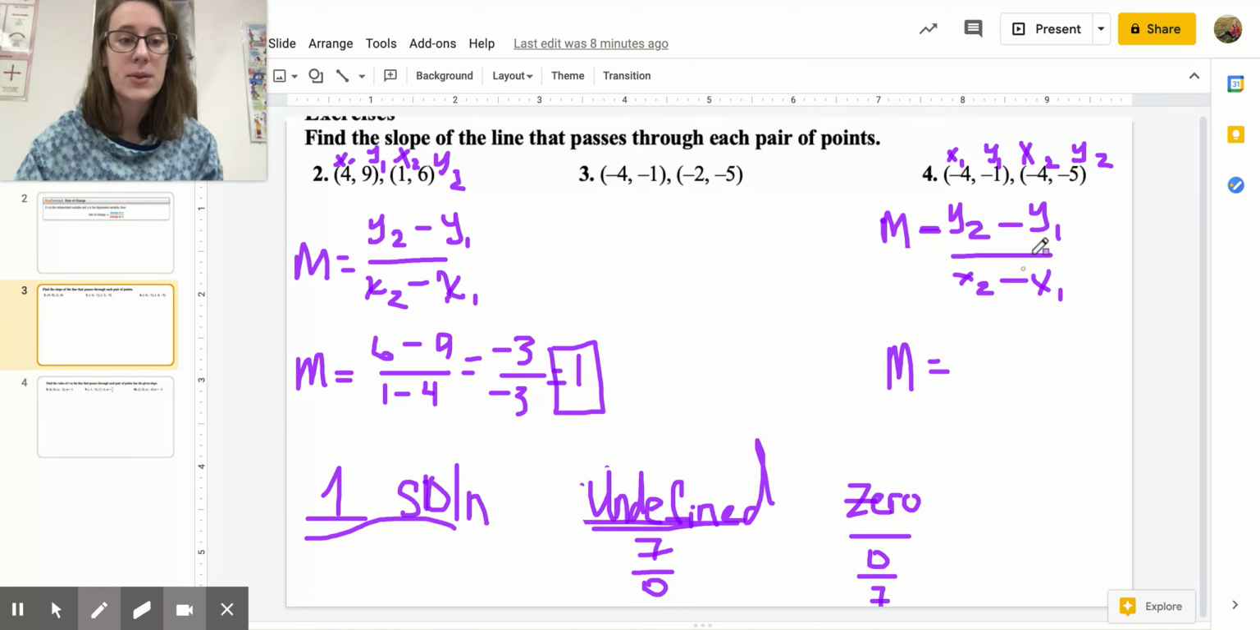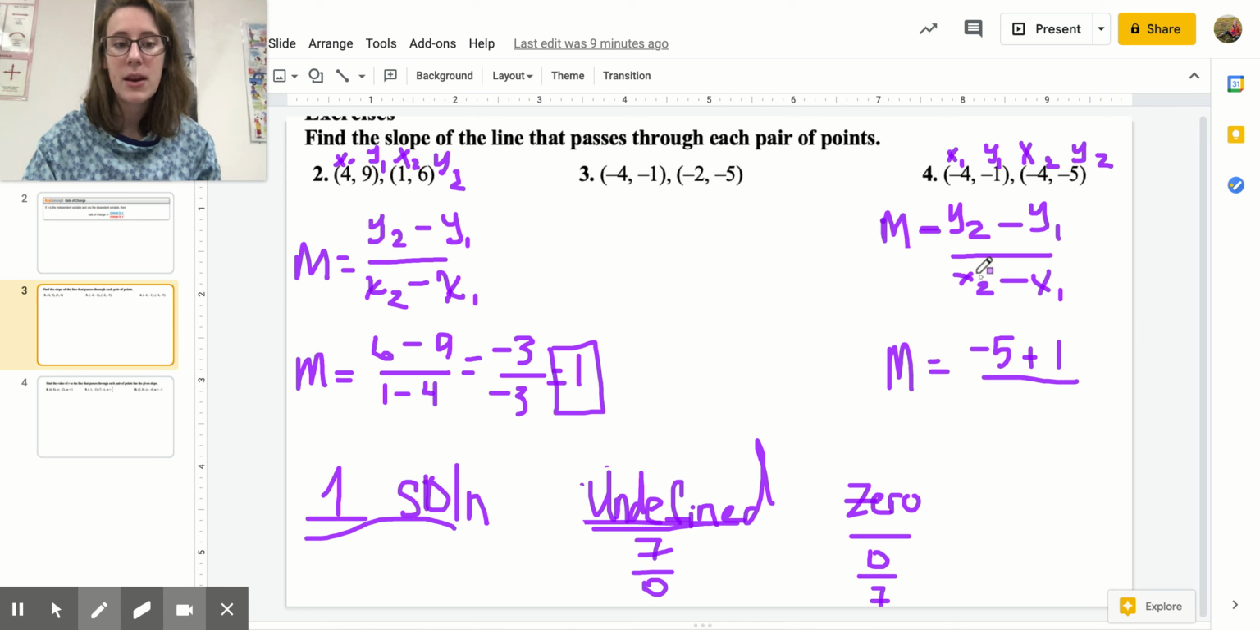So our m equals my y sub 2, it says is negative 5. Put negative 5 first. Then I'm going to find my y sub 1. So my y sub 1 here is negative 1. Now, when you think about it, minus a negative, 2 negatives always make a positive. So instead of minus 1, you're going to have plus 1.